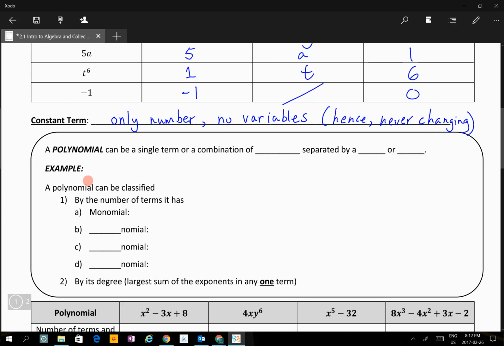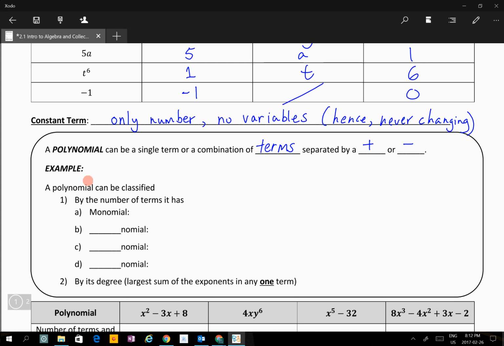Okay, so again, this chapter is full of new definitions. This first lesson is full of new definitions. So the next one is going to be polynomial. The definition of polynomial can be a single term or a combination of terms. When you have a combination of terms, they are separated by a plus sign or a minus sign.